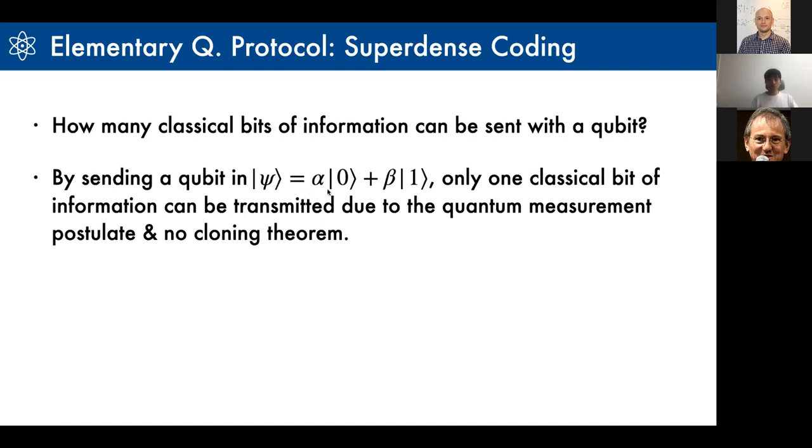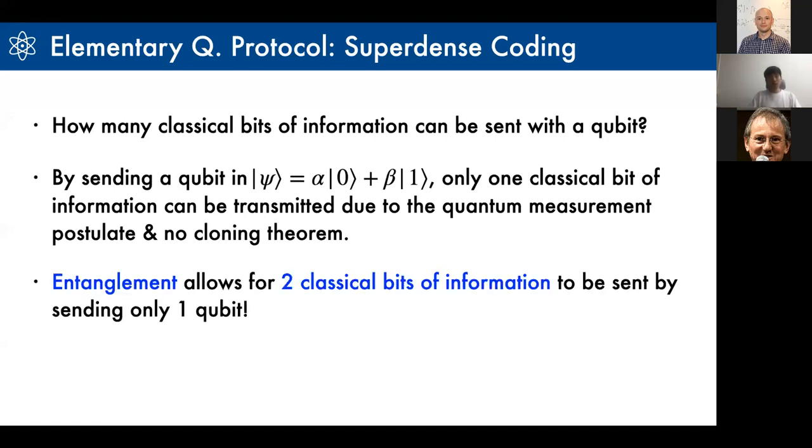So now it seems like, by sending one qubit or one classical bit, there is no difference, okay? But it turns out that if you have entanglement, it allows for two classical bits of information to be sent by sending only one qubit. So suddenly it seems like entanglement acts like some sort of resource for doing communication, for more powerful transmission of information, okay? So let's see how this works.